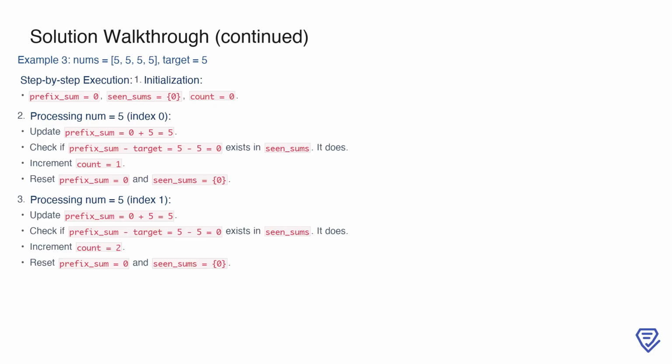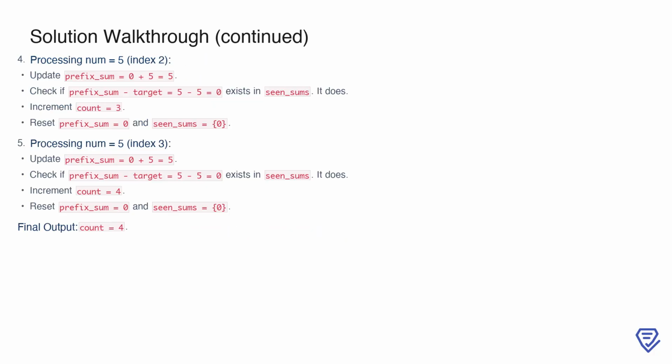This indicates a subarray with the target sum, so we increment count to 1, reset prefix_sum to 0, and reset seen_sums to contain only 0. Next, for the second element, 5 at index 1, we update prefix_sum to 5 again. The difference between prefix_sum and the target is 0, which is still in seen_sums. This marks another subarray matching the target, so we increment count to 2, reset prefix_sum, and reset seen_sums again.